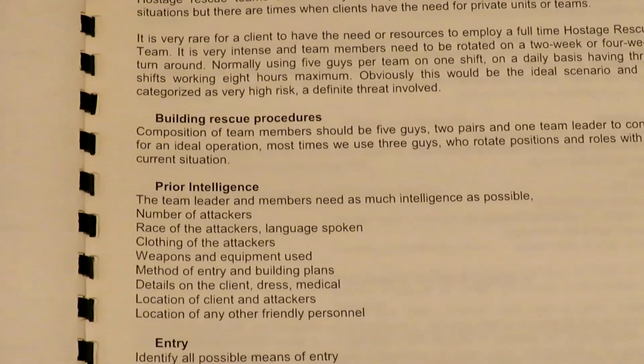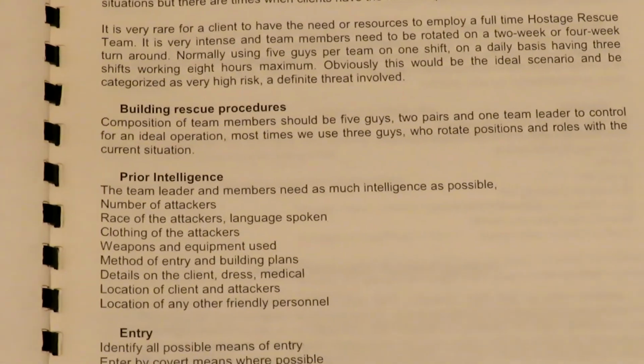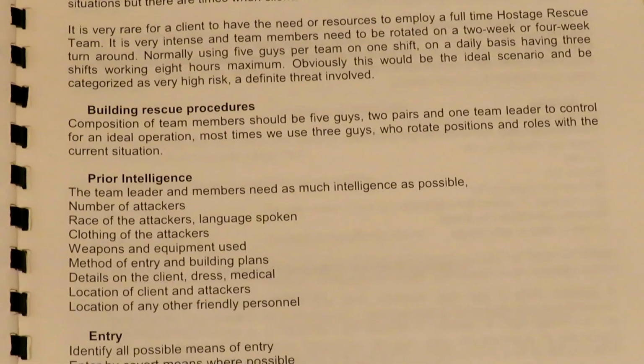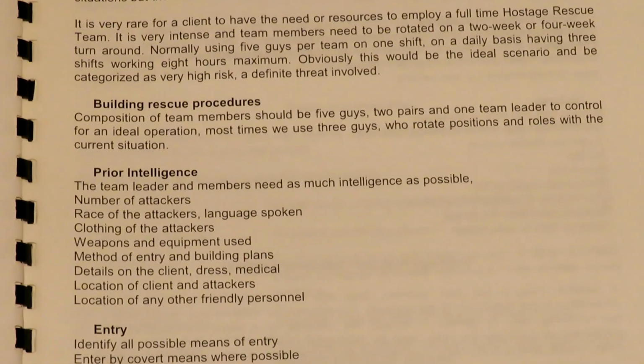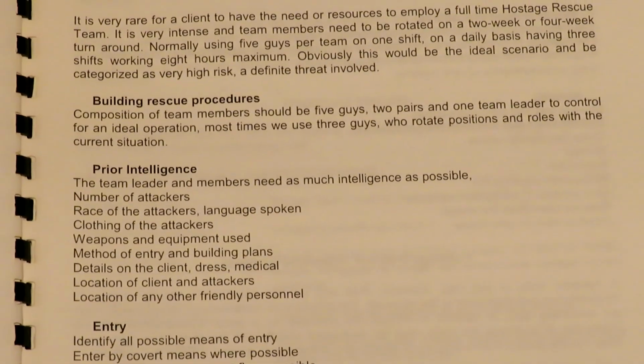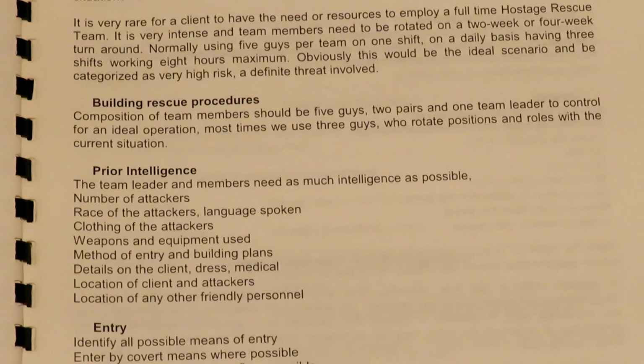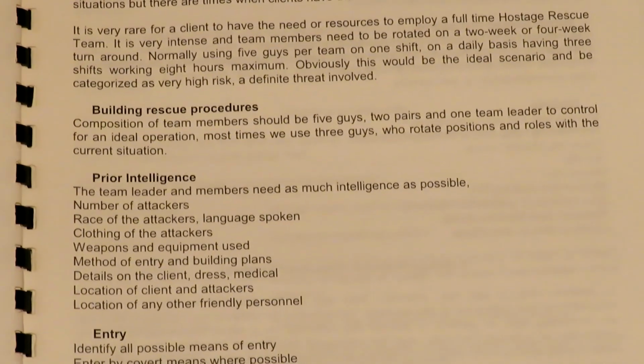Building rescue procedures. Composition of team members should be 5 guys, 2 pairs, and 1 team leader to control for an ideal operation. Most times we use 3 guys who rotate positions and roles with the current situation.